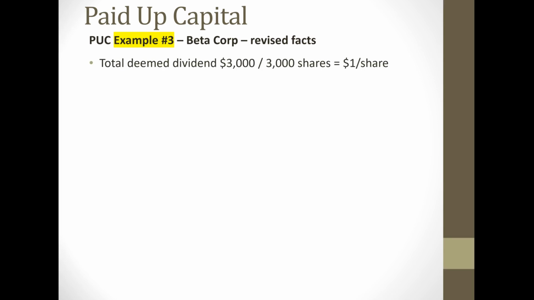But the deemed dividend is going to be taxed on all 3,000 shares, not just the shares that the note holders received, but all 3,000 shares. So every share will have a deemed dividend of $1 per share. So that means that even Zelda, who owns 1,000 shares, is going to be liable for a deemed dividend of $1 per share. So her total deemed dividend is going to be $1,000.